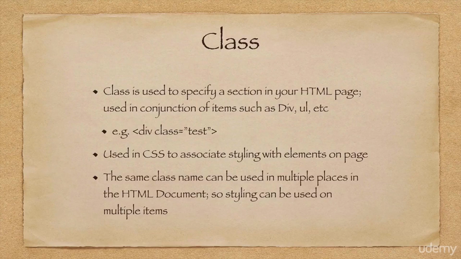The same class name can be used in multiple places in the HTML document. So styling can be used on multiple items. What that's saying is that for the class test, I could have 3 or 4 divs in the same HTML page that use the class test, and I could have a UL as an example, an ordered list with that class, and I could associate it with a number of other things.